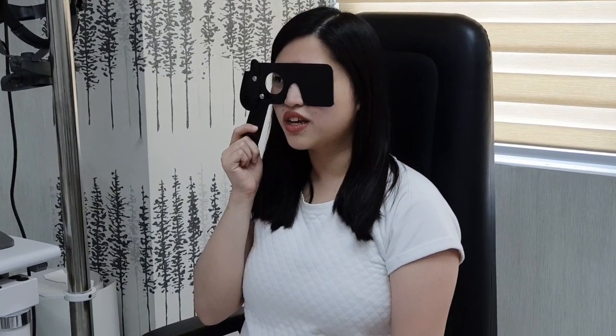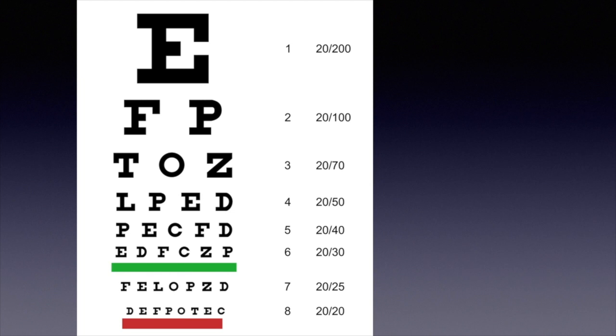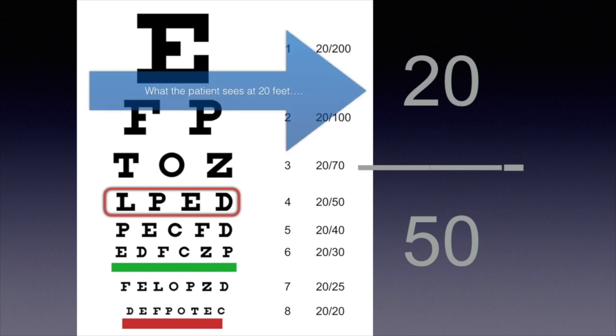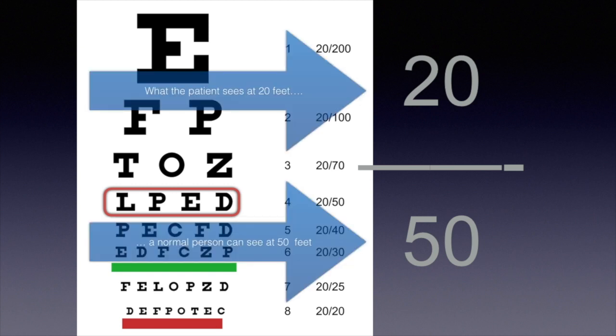To determine the visual acuity, position the patient 20 feet or 6 meters away from the Snellen's chart. Test one eye at a time by occluding the eye that is not being tested. For example, a patient was able to read optotypes correctly until the 4th line. This line has a corresponding value of 20/50, which means that the patient was able to read at 20 feet what a person with normal eyesight could read at 50 feet.